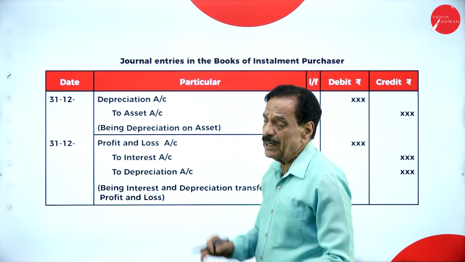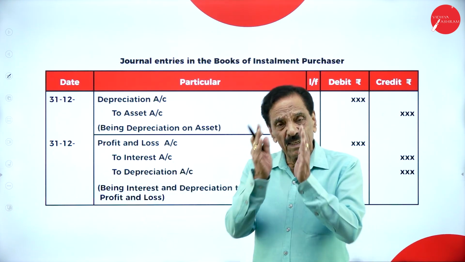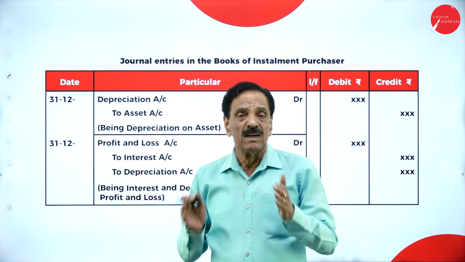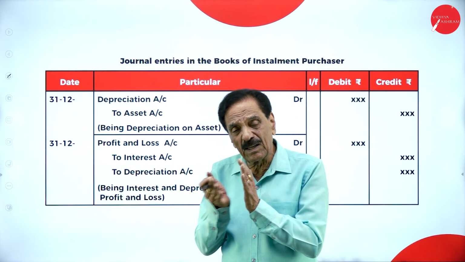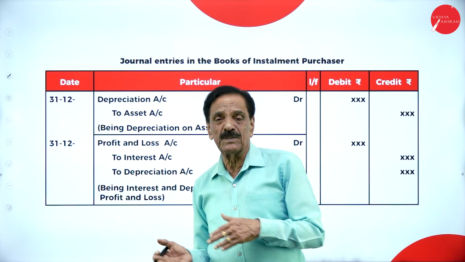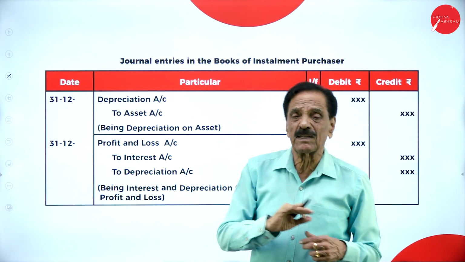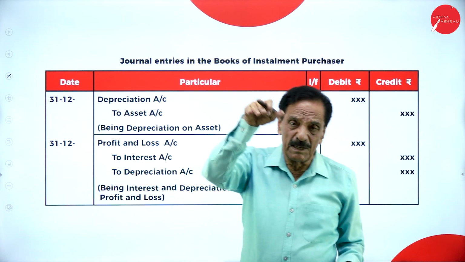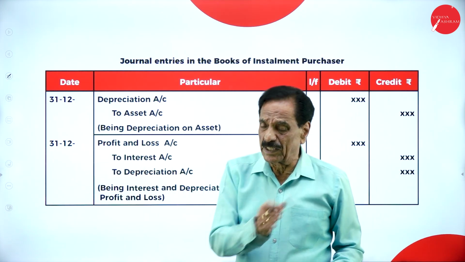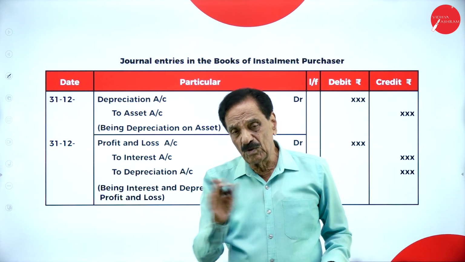So you must be careful. Asset account debit, interest suspense account debit to installment seller account. Installment seller account debit to bank account. Interest account debit to interest suspense account. Then installment seller account debit to bank account, depreciation account debit to asset account, profit and loss account debit to interest account and depreciation account.